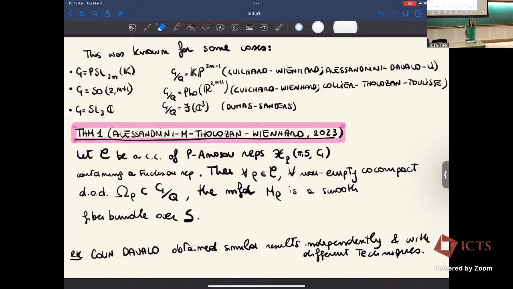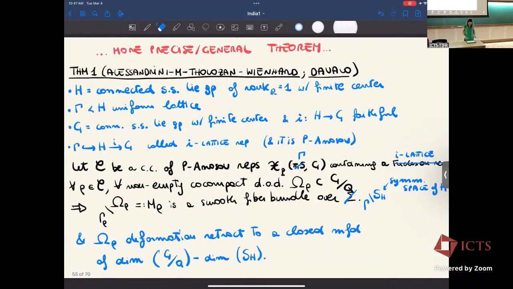Other questions? Yeah. Here G is just a semi-simple Lie group. There will be restrictions, as you will not always have Anosov. And Colin Davalo has a similar proof, in maybe a slightly different setting, but his proof is independent and uses a very different method. It is a very nice proof. But I will not address that today.